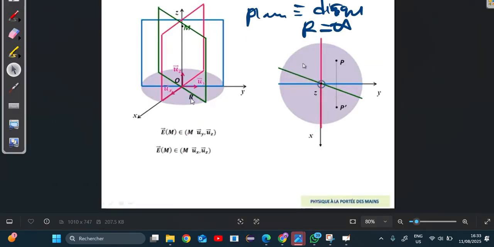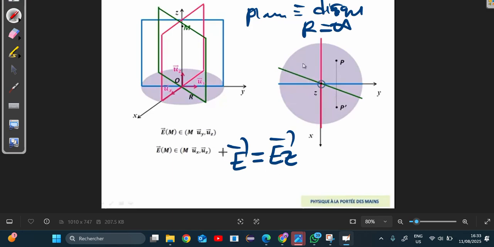So the concept of symmetry also applies to a plan infini. For a disk, we consider the intersection of all planes of symmetry, or what is common to all these planes. You find that the z-axis is common to all the planes. So from here, we deduce that E only has one direction, a z component, and the other components are 0. That's how we find the component.